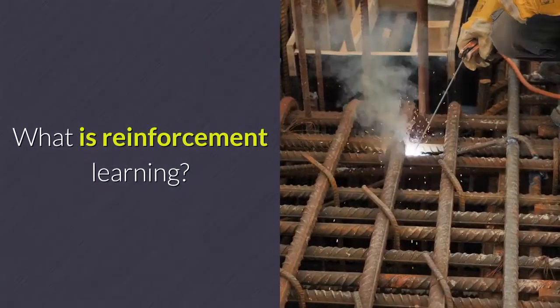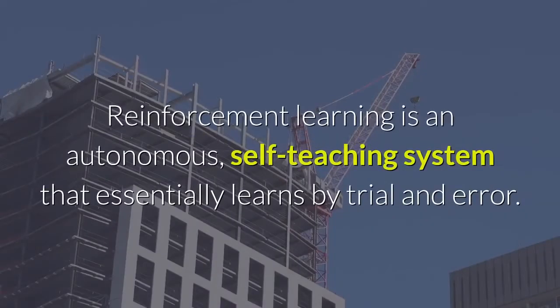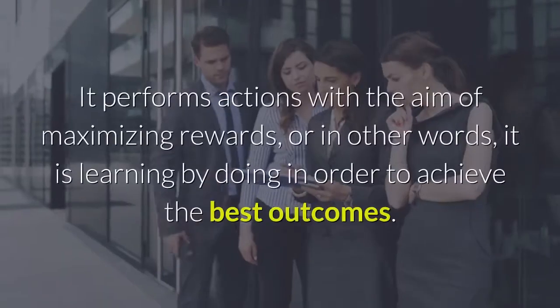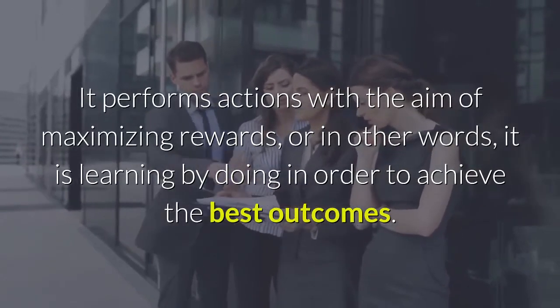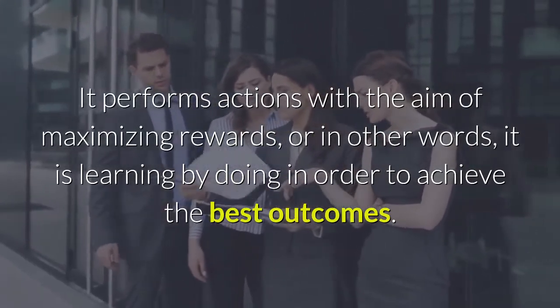What is reinforcement learning? Reinforcement learning is an autonomous, self-teaching system that essentially learns by trial and error. It performs actions with the aim of maximizing rewards, or in other words, it is learning by doing in order to achieve the best outcomes.